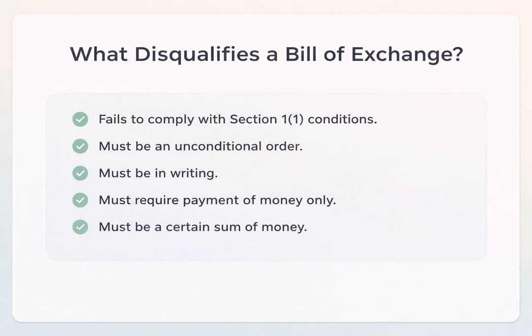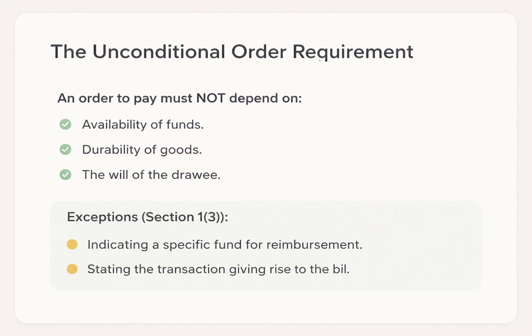It must be an unconditional order in writing, directing someone to pay a specific, certain sum of money, and nothing else. What do we mean by an unconditional order? It means you can't attach strings to the payment. You can't say, pay this if you have the funds, or pay this if the goods don't break. However, you are allowed to mention which account to debit or note the transaction that caused the bill. That doesn't break the rule.